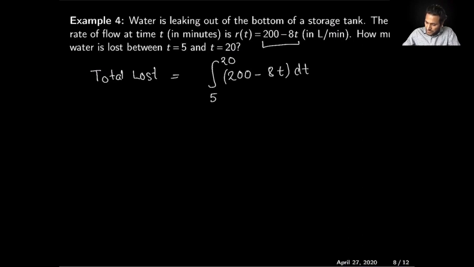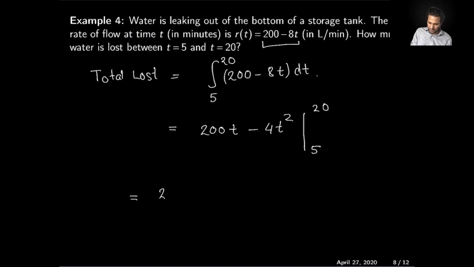So that is our total change in the water from time t equals 5 to t equals 20, because the water is flowing at a rate of 200 minus 8t. So this will be our total net change in the water. The antiderivative of 200 is 200t. The antiderivative of 8t is 4t squared, because if I take the derivative of this function, you get 8t. And then we calculate the net change, upper limit minus lower limit.